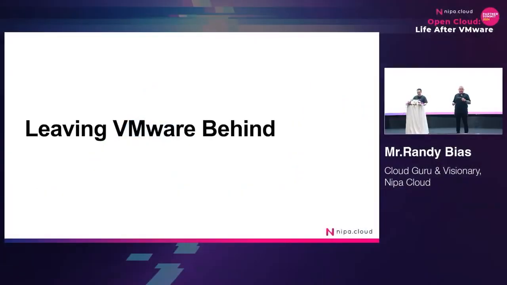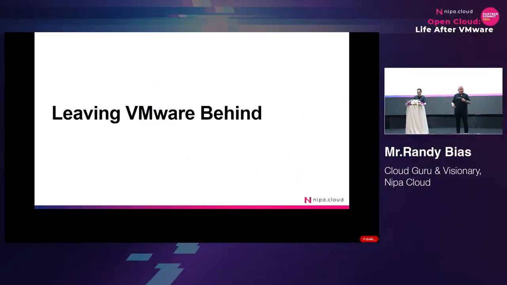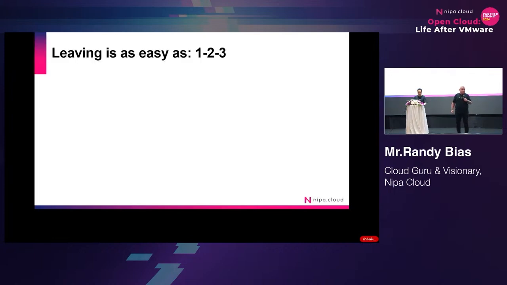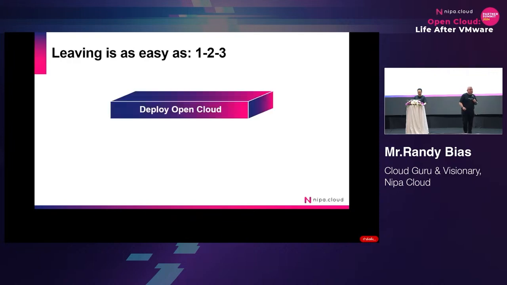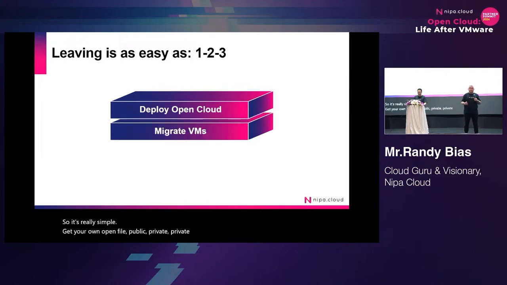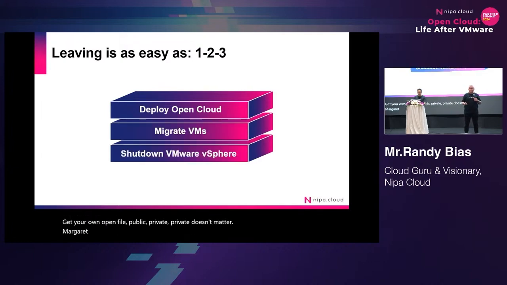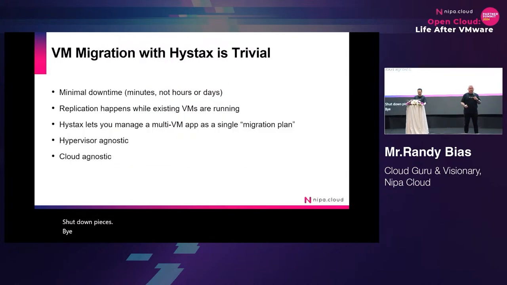So we talked this morning about the challenges of being locked into the VMware ecosystem, and now we want to show you how easy it is to leave the VMware ecosystem. So it's really simple. Get your own open cloud. Public, private, hybrid, doesn't matter. Migrate your VMs. Shut down vSphere. Bye-bye, VMware.